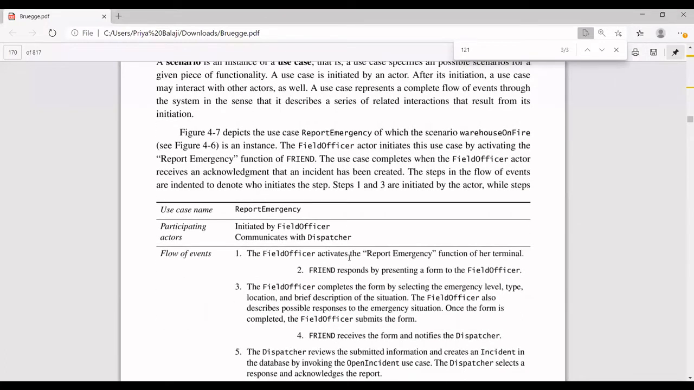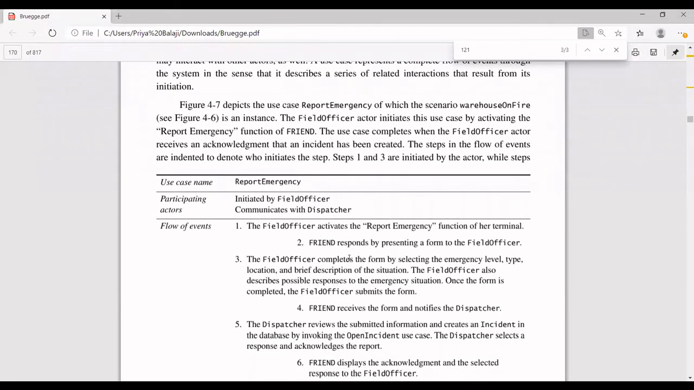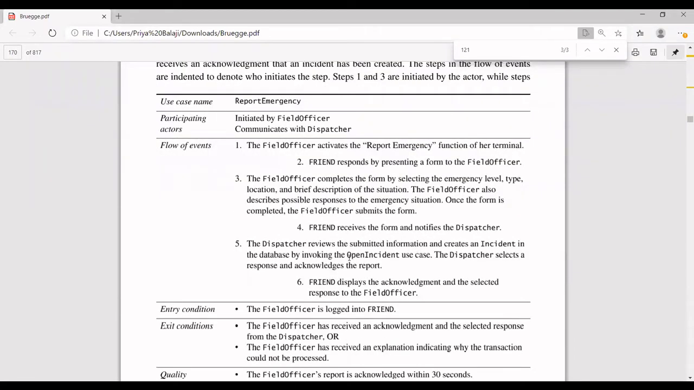So here, report emergency. So these are the fields. We have seen the fields of use cases already. So first you need to have the use case name. Then you need to have who are going to be the actors. Then you need to have the flow of events. Then what is the entry condition, what is the exit condition, and what is the quality requirement.